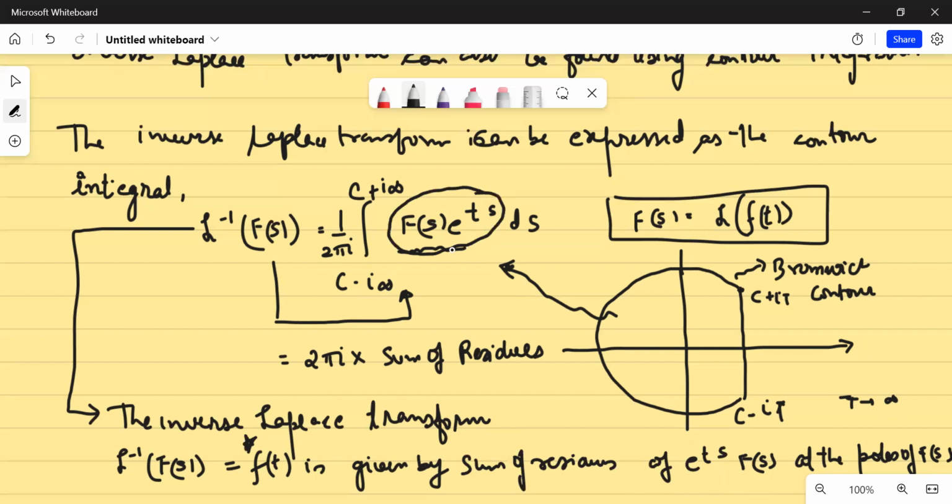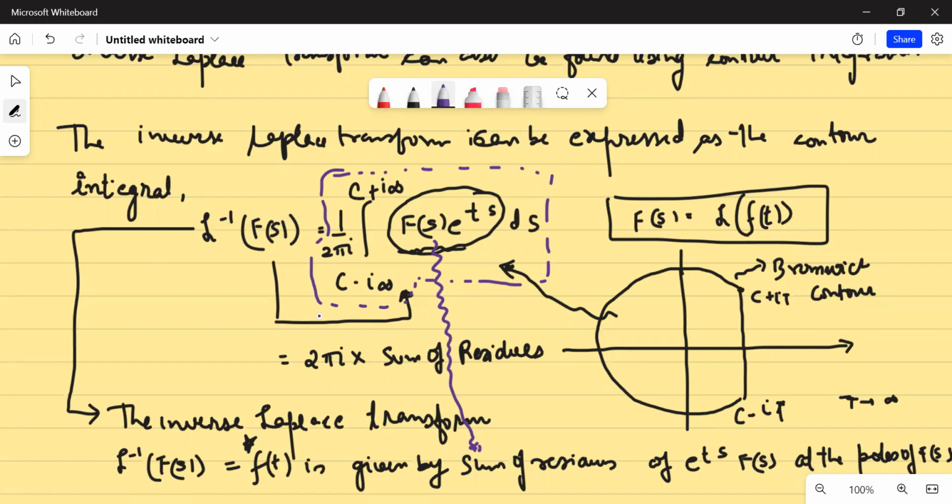If you find the residue of this function, then 2 pi iota into the sum of residues will give you the value of this integration. 1 upon 2 pi iota and 2 pi iota get cancelled, so the only thing that is left is the residues. So you just find the residue of the function F(s) into e^(ts), and then you'll be able to find the inverse Laplace.